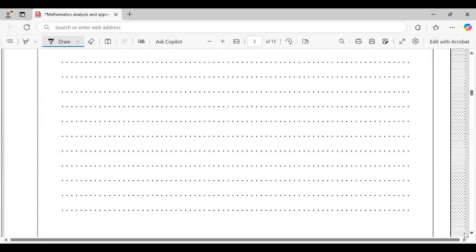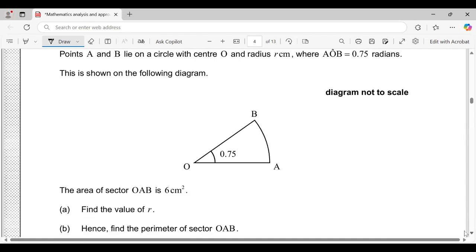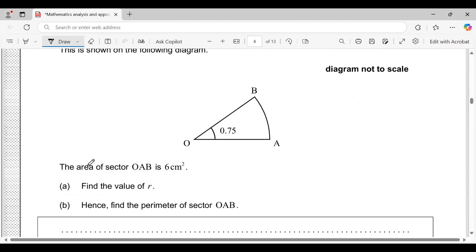Next. Number 2. Points A and B lie on a circle with center O and radius r centimeters, where angle AOB is 0.75 radians. This is shown on the following diagram. The area of sector OAB is 6 centimeters squared. Find the value of r, hence find the perimeter of sector OAB.